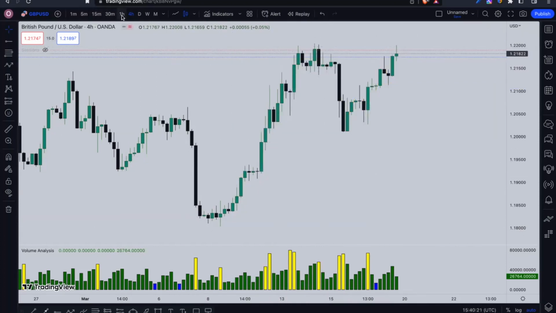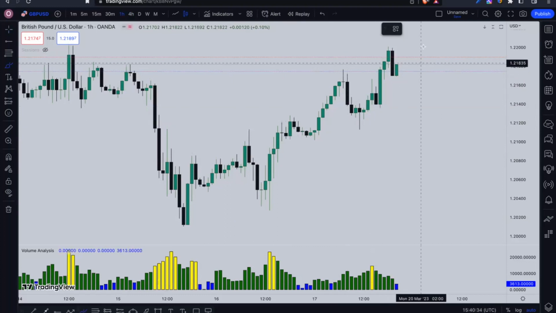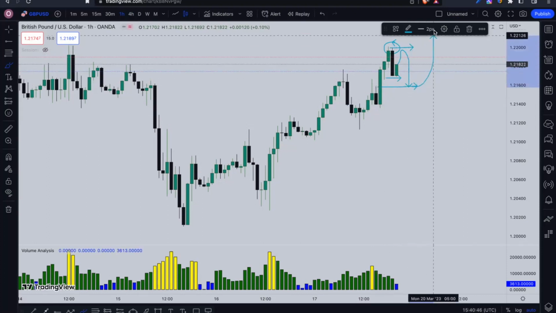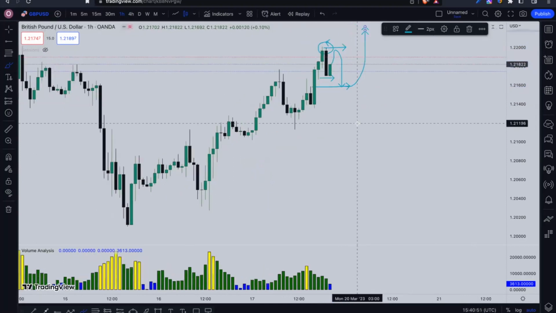Now if we go to the 1-hour time frame, what we'll see is price dropping, respecting this low, and we see price moving higher again. If price is to reach this area and respects this high over here, we might see price drop below this low to fill out this imbalance before we see price moving higher.